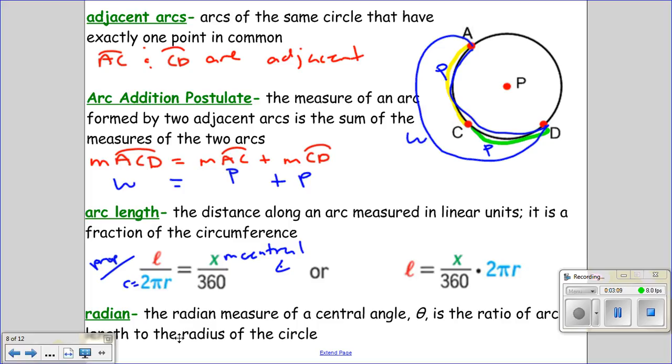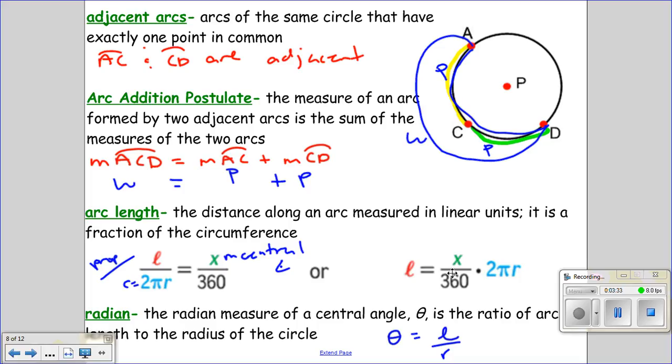A radian is the measure of a central angle, theta, and is the ratio of arc length to the radius of the circle. So again, radian, theta, is the ratio of arc length, so L, divided by the radius of the circle. Arc length L divided by the radius.